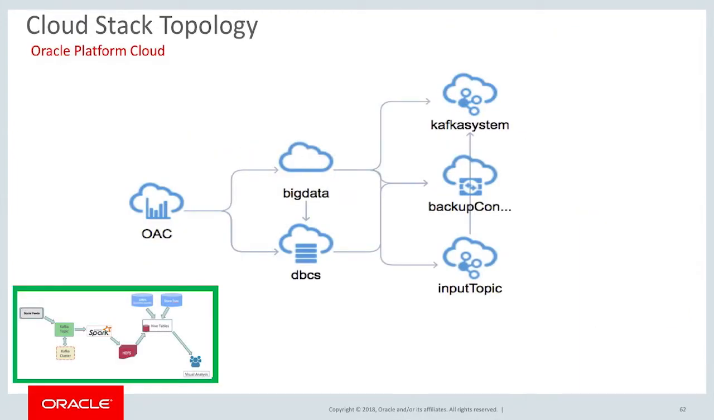So how does it look on a cloud from the topology standpoint? What I'm using here is a storage cloud, which is a backup container in this case, and then I need an Event Hub Cloud, which is a Kafka broker and a topic. Instead of using two different data source systems, I'm going to be using just one Database Cloud Service, and then the Big Data Cloud and OAC, Oracle Analytics Cloud.